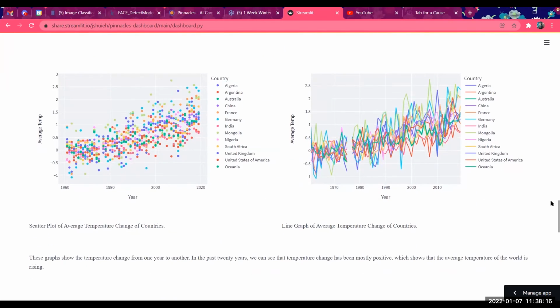So this scatter plot and line graph basically show the temperature change of a certain country, and that means how much the difference in temperatures between 2 years. And basically, if the temperature change is positive or above zero, it means that the temperatures are rising, and we can clearly see that over the past 20 years, the temperature change has been rising greatly, which shows global warming is increasing significantly.